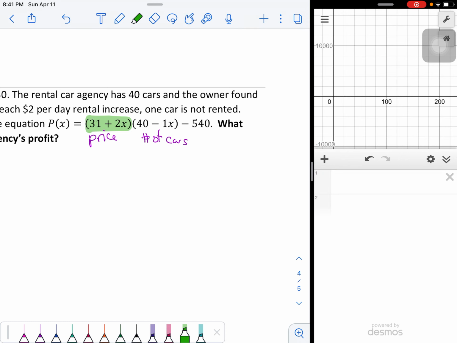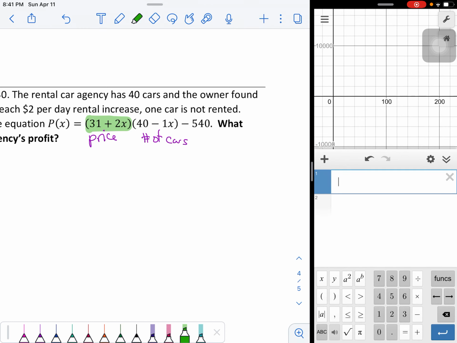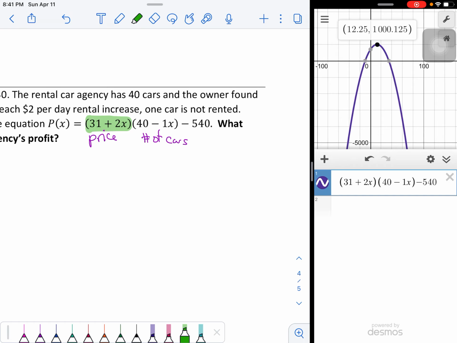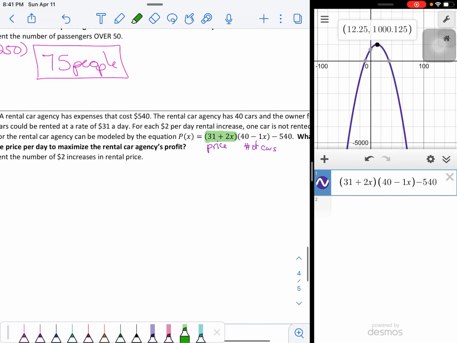So I'm going to take that, let me eliminate what I had in there from Desmos, and I'm going to put in the new one. So 31 plus 2x times 40 minus 1x, and then minus 540. Now the nice part is because I'm already working with Desmos, it was already large enough to see this. If you wanted to, you can zoom out. I'm looking for that maximum point.